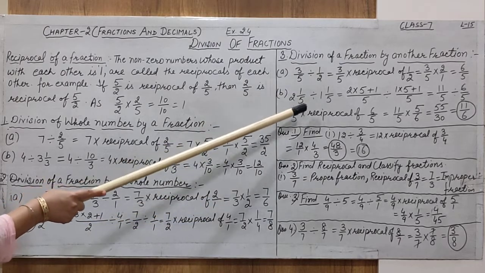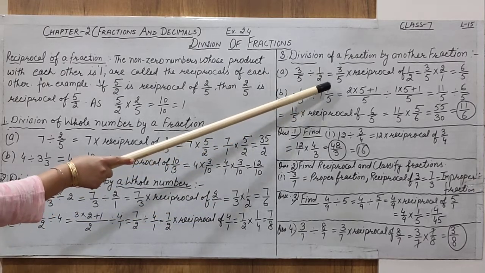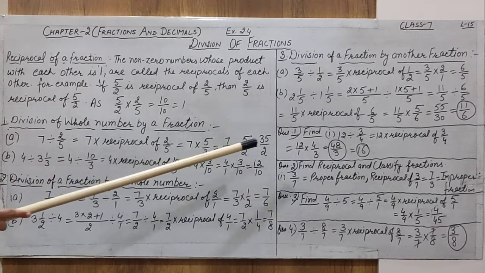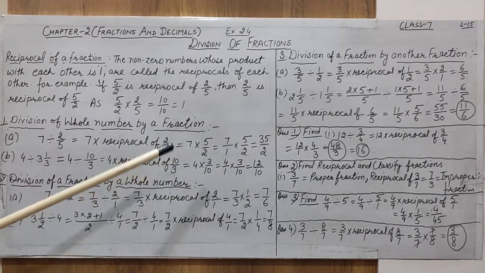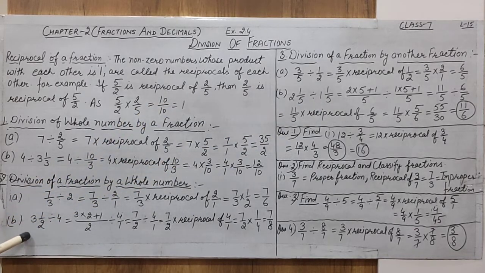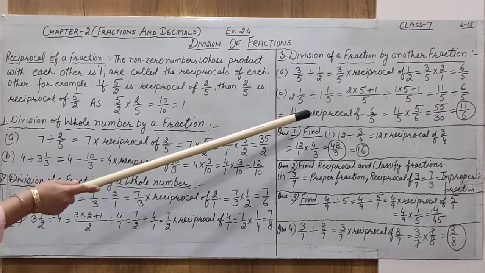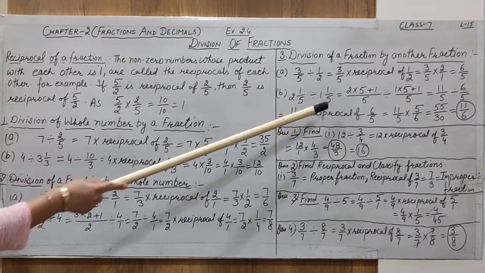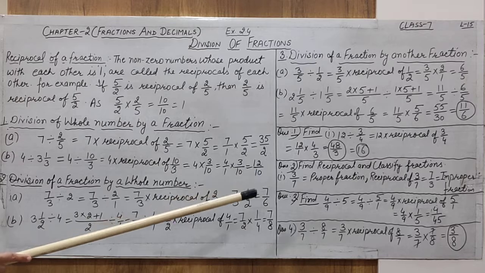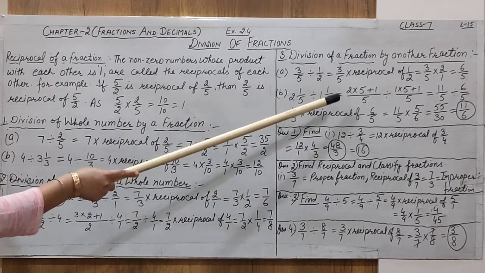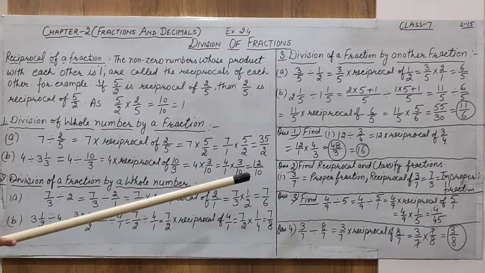See the second question. 2 and 1 by 5 divided by 1 and 1 by 5. Now, both are mixed fractions. But as I told you, in these questions mixed fractions are not divided directly, not even multiplied directly. We have to first of all change the mixed fractions into improper fractions. As both are mixed fractions, you have to change both into improper fractions.